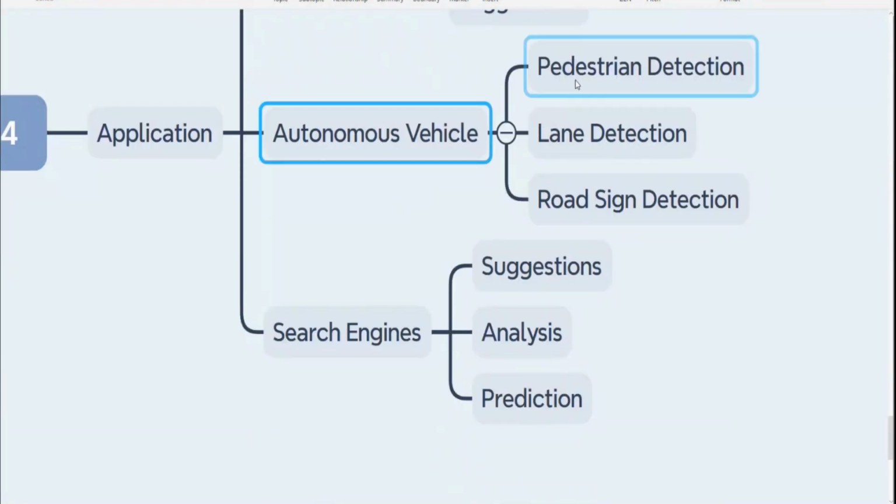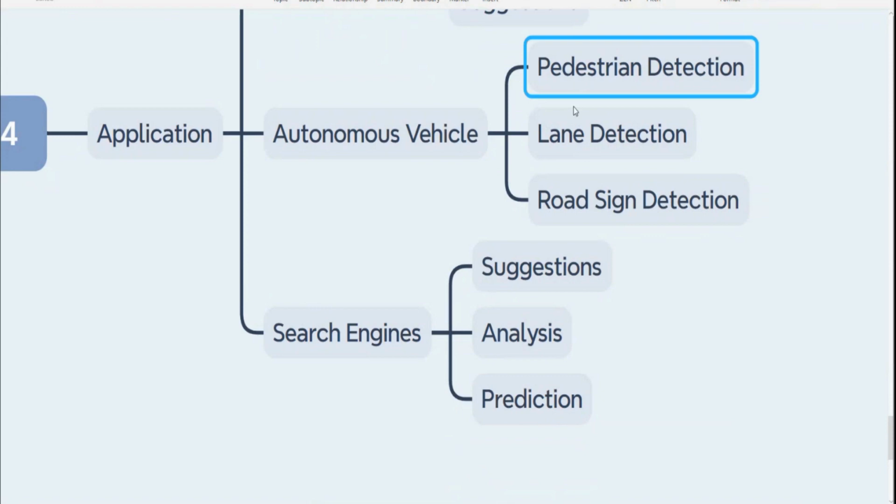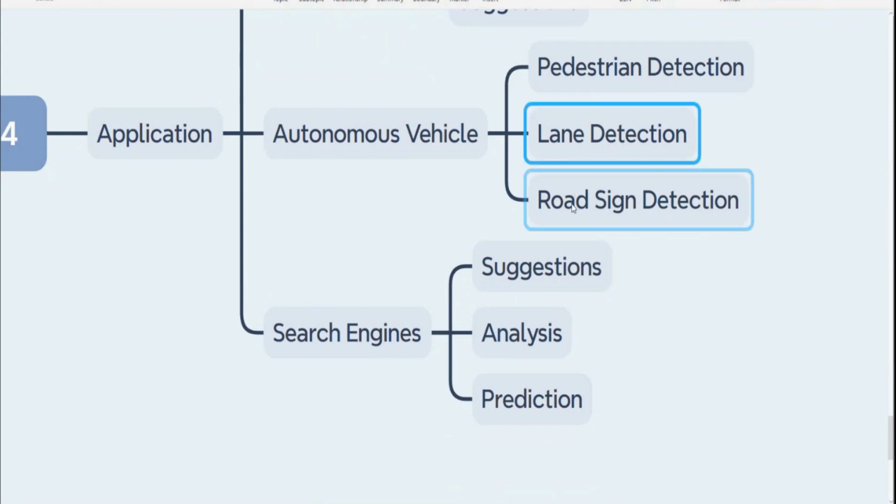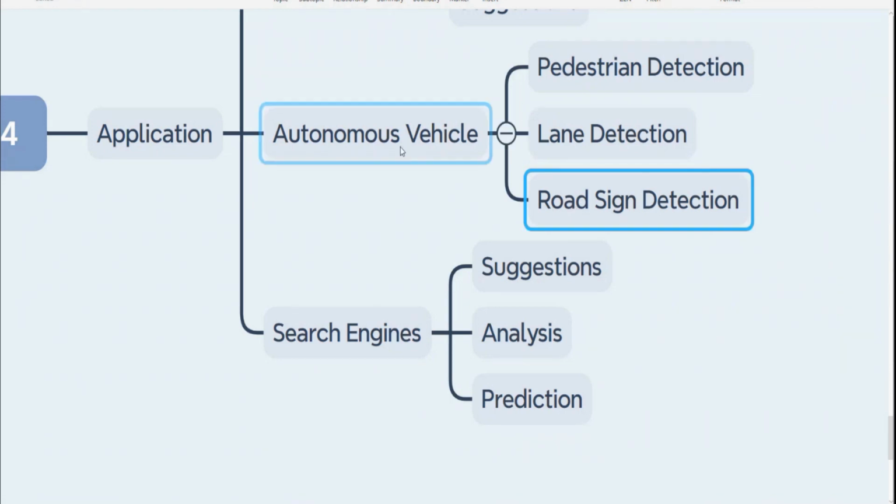Then in automated cars, we have pedestrian detection, lane detection, and road sign detection, traffic sign detection. Likewise, various detections are there in the autonomous vehicle project.